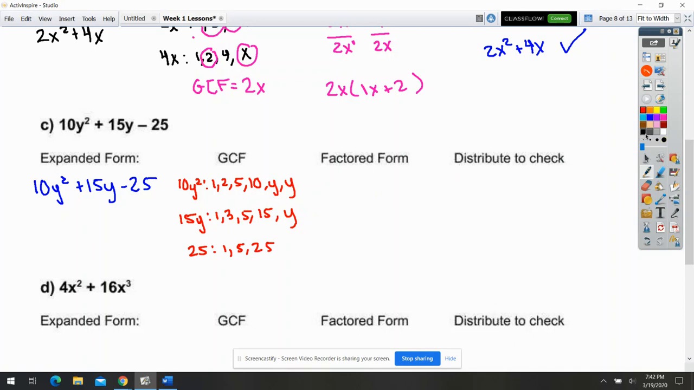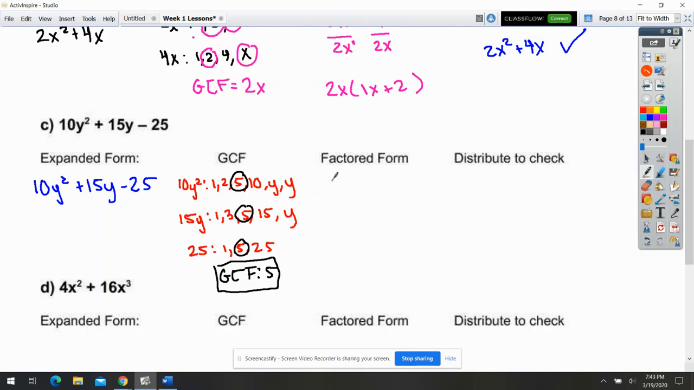So what is the GCF here? So let's look at the numbers first. So the highest number that I see here that goes into all is 5. And not all of these terms contain a y as a variable. So therefore, we cannot factor out a y. So our GCF is just going to be 5.